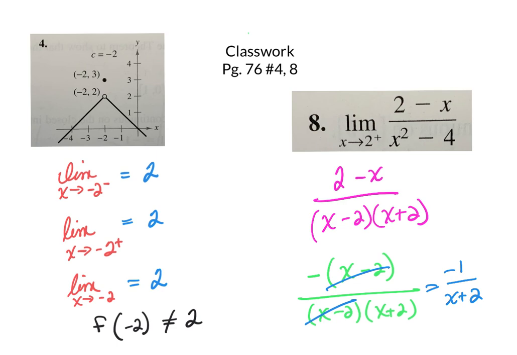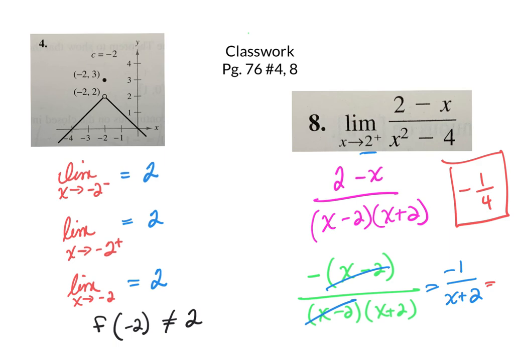Did I get rid of my problem? I did, which means there's going to be a hole. And now whatever this guy is what it's approaching from both sides, including the right-hand side, which is what I'm actually looking for. So now I can just plug in my 2. What happens when I plug in a 2? Negative 1/4. So my right-hand limit is negative 1/4. My left-hand limit is negative 1/4. And if they had asked for an overall limit, it would also be negative 1/4.